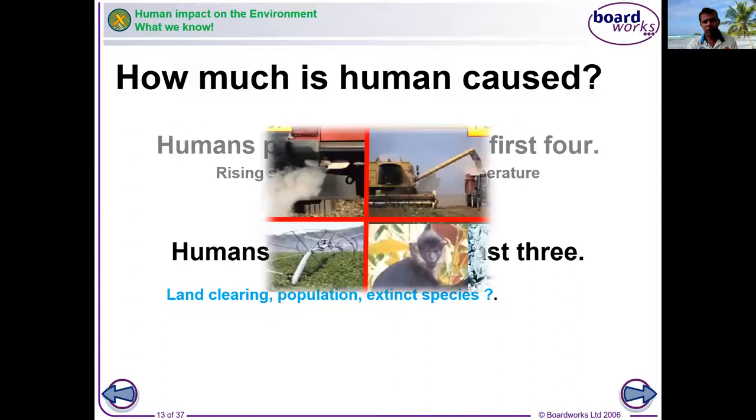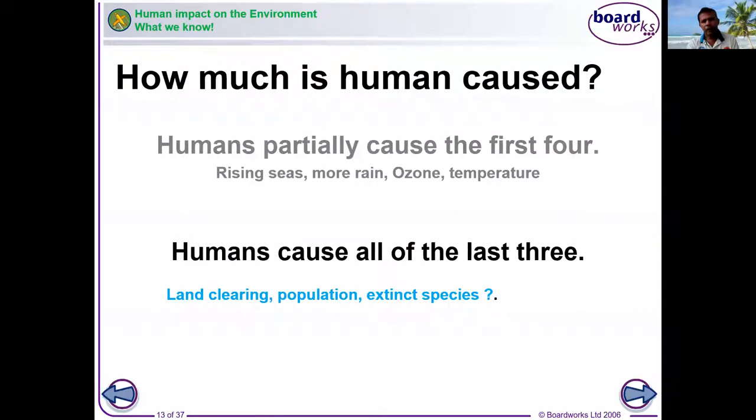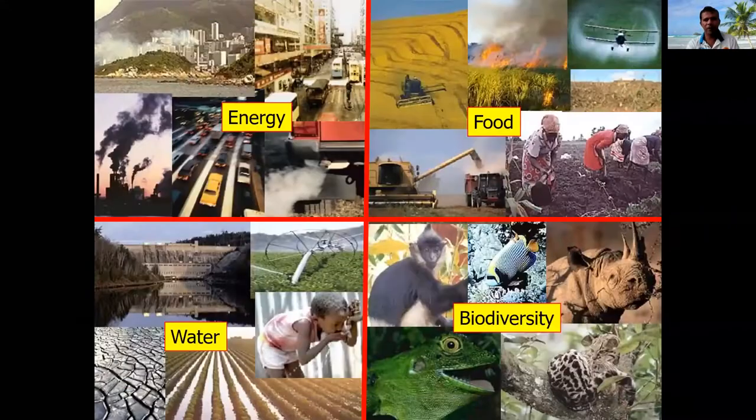But of course, by now we know that most of the things, like sea level rising, the rain and ocean layers, temperatures, are very much human caused, or at least partially. But land clearing and population are, of course, 100% human caused issues, right?